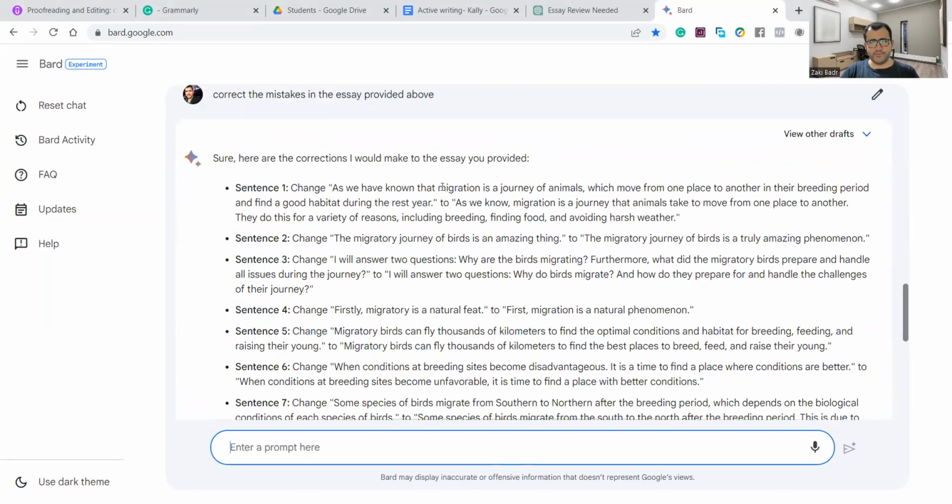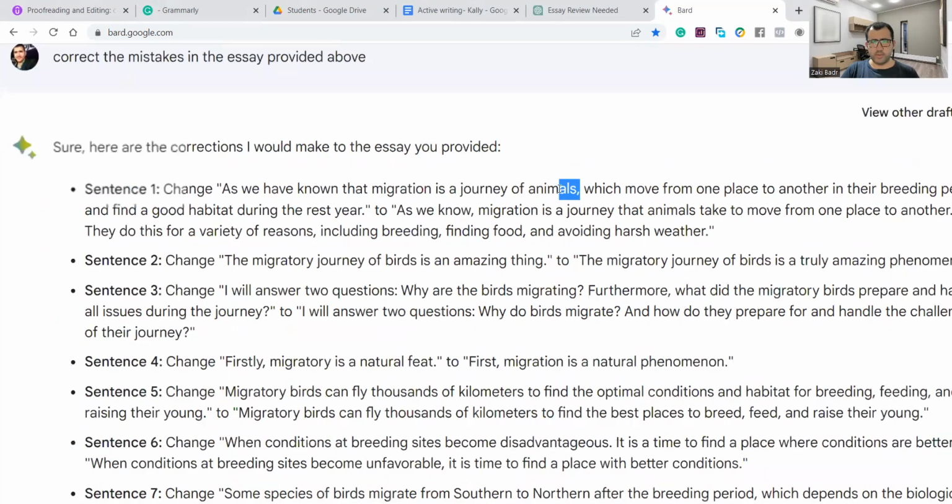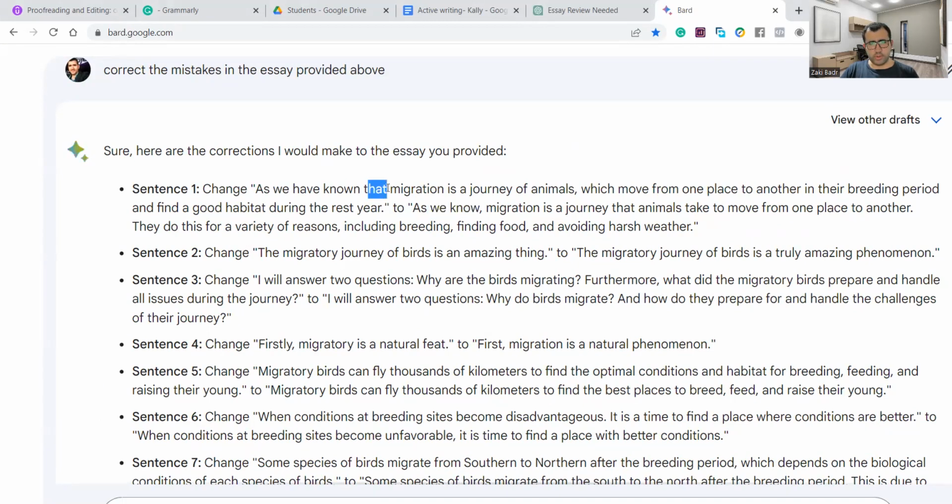Okay, sentence one. As we have known that migration is a journey of animals which move from one place to another in their breeding period, and so on. Two, okay, the two like the solution. As we know, and it just dropped that. Migration is a journey that animals, you can put it after, it's okay, that animals take to move from one place to another. They do this for a variety of reasons, including breeding, finding food, and so on.